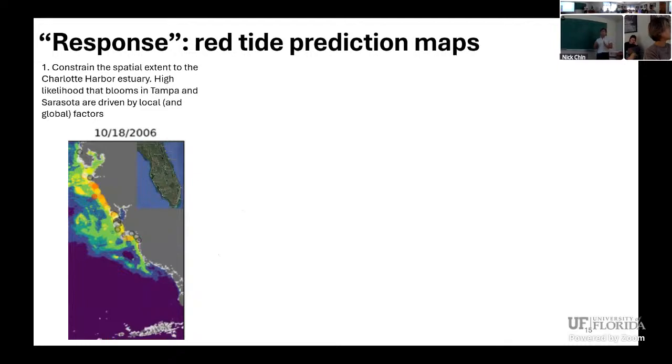Okay, so let's talk about what's going into our recipe. Things like our flour and baking soda and whatnot. So first off, we're going to constrain the spatial extent to the Charlotte Harbor estuary. There's a high likelihood that these blooms in these different estuaries are somewhat independent, like in Tampa Bay and Sarasota. It's likely that they're driven by local and global factors, like their local watersheds. So we're constrained to Charlotte Harbor down there in Southwest Florida.